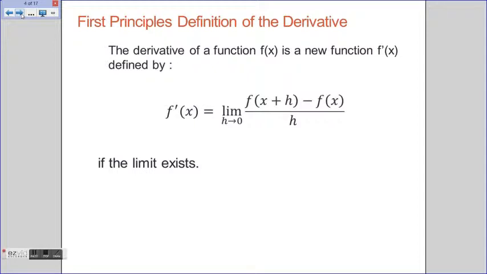So the derivative of a function f at x is now a new function, f prime of x, because the derivative is a function for any given curve. It is defined by f prime of x, which is a notation you're going to get used to, equal to the limit as h approaches 0 of f(x + h) minus f(x), all over h, if of course the limit exists.